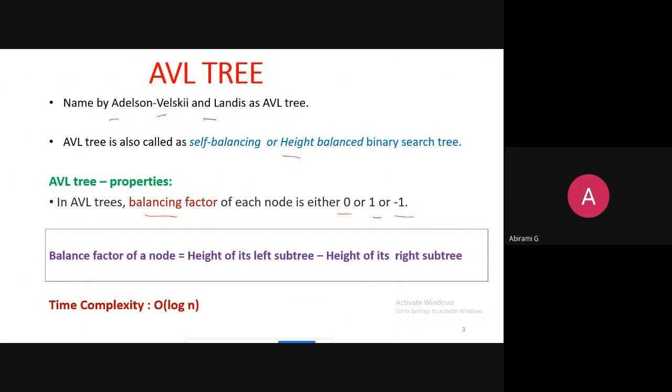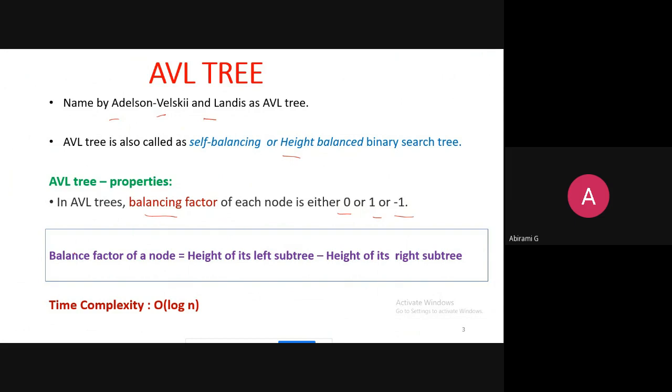Values like minus 2 or 2 are not allowed. Only 0, 1 or minus 1 is the value of each node. If every node has either 0, 1 or minus 1, then that tree is balanced, and it is called an AVL tree. If any node has another value, which may be 2 or minus 2, then it is not an AVL tree. We have to make it a balanced one, and then we call it an AVL tree.